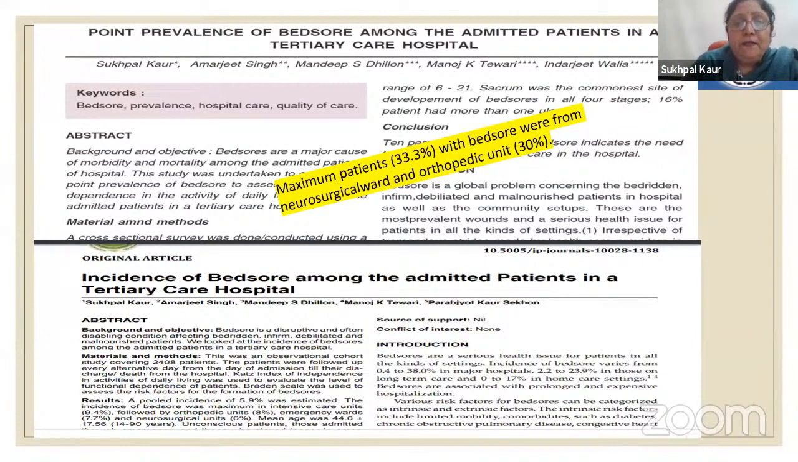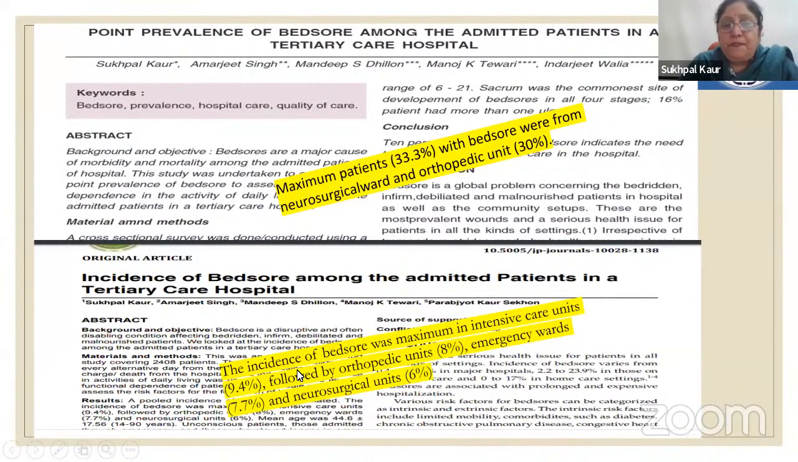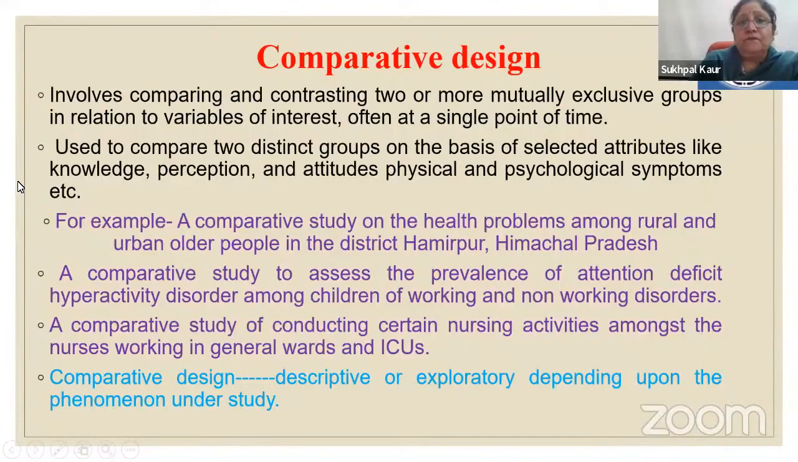So here again, what we saw was that the incidence of bed sore was maximum in the intensive care unit, which was around 9%. It was followed by orthopedic, emergency ward, and the neurosurgical ward. So this is just to make things more clear, how we can carry out the prevalence studies and the incidence studies. Now, the second one is the comparative design, which is considered under the descriptive study.